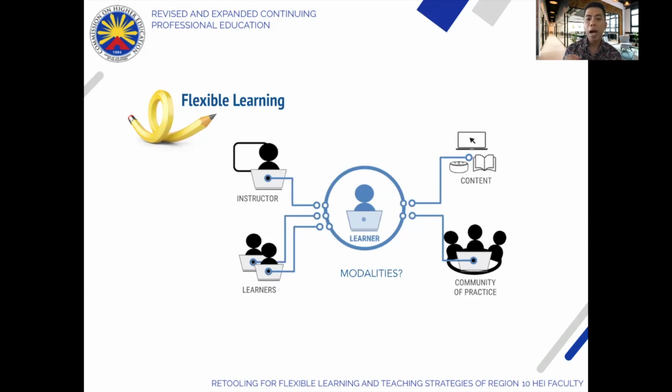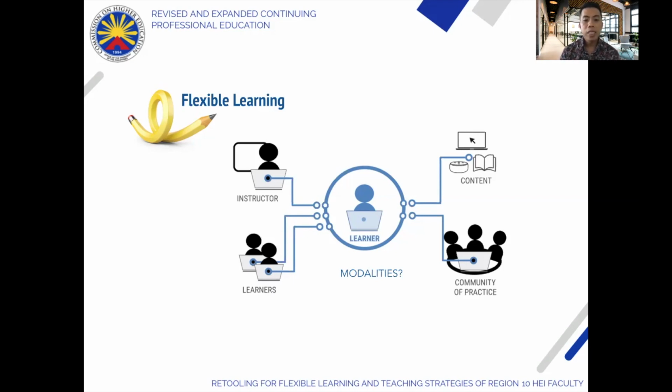And at the same time, how do we imagine the learner interacting with the course contents? Is it through a computer? Is it through a book or a hard copy? Is it through other means of information, other modalities?